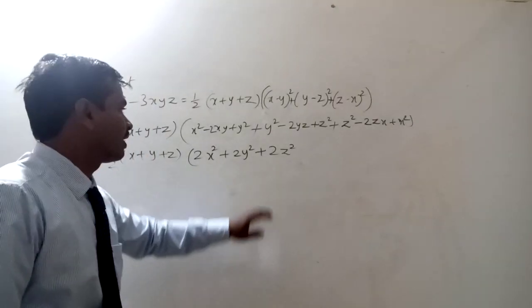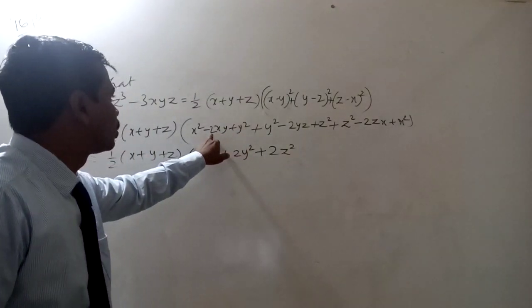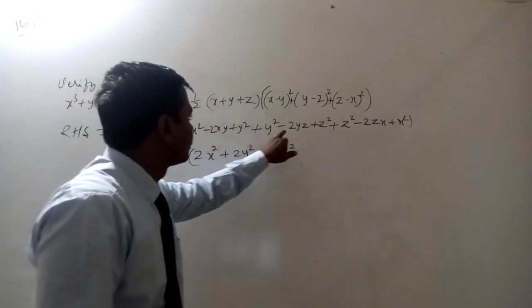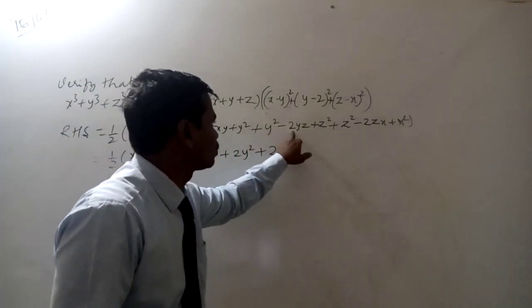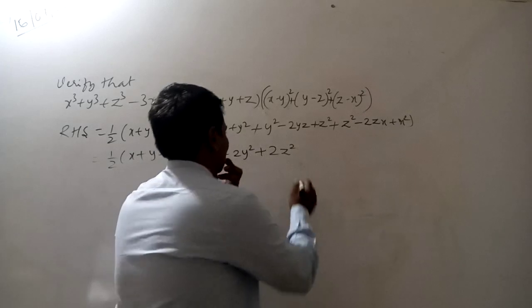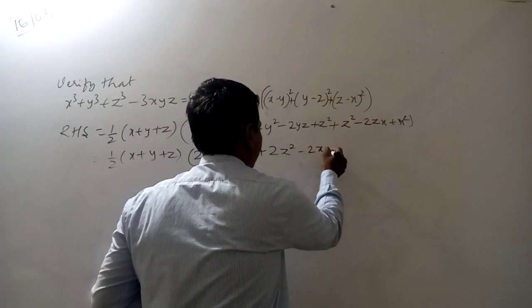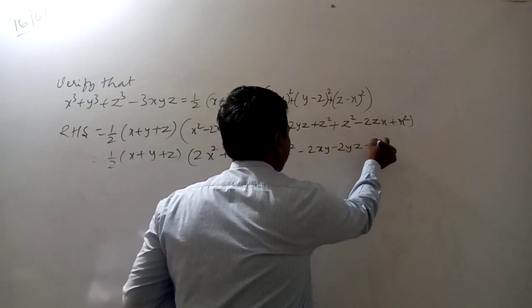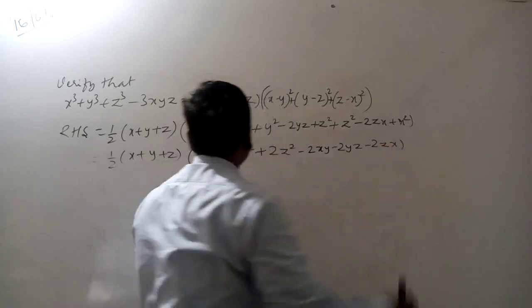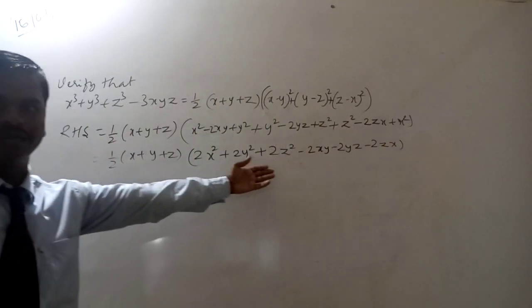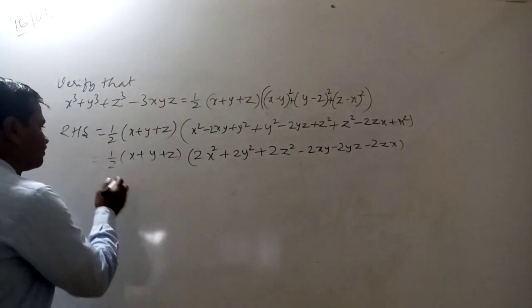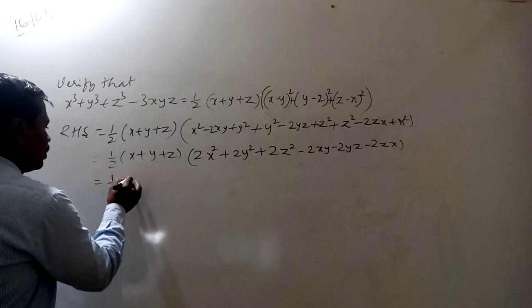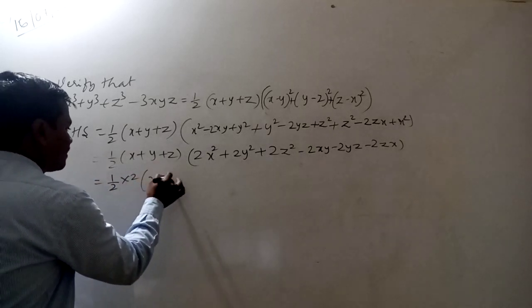Okay? Now what are you getting here? Minus 2xy, minus 2yz, minus 2zx. In all the terms, 2 is there. We can take 2 common outside. 1 by 2 into bracket, 2 outside, x plus y plus z.